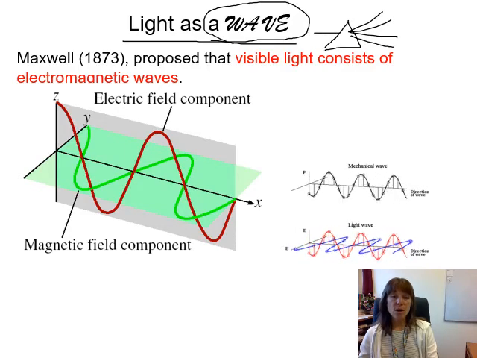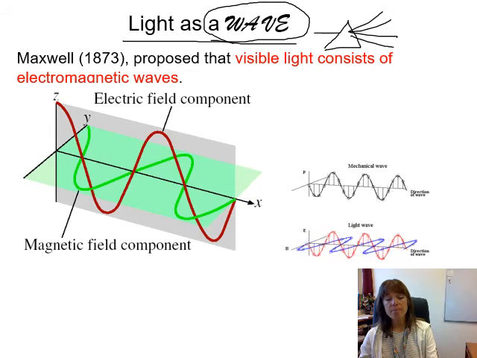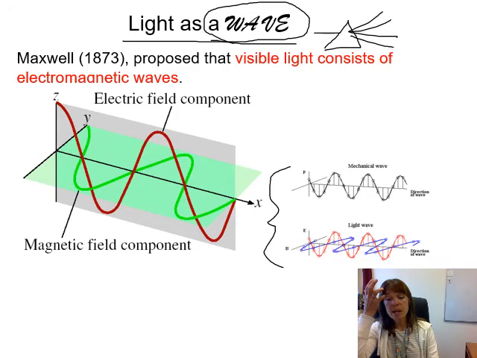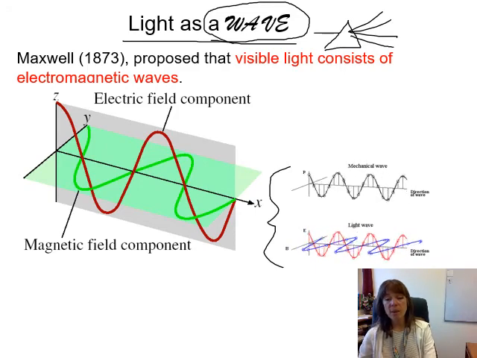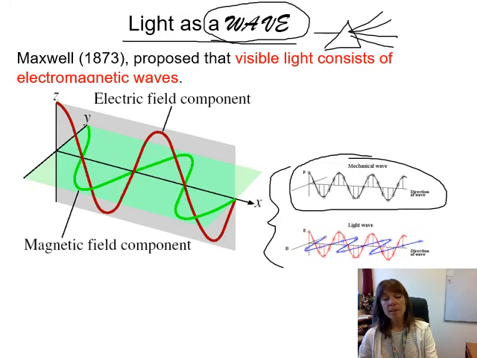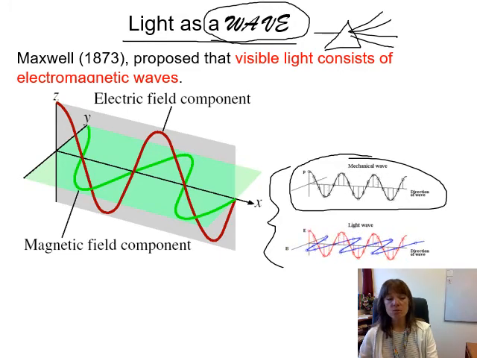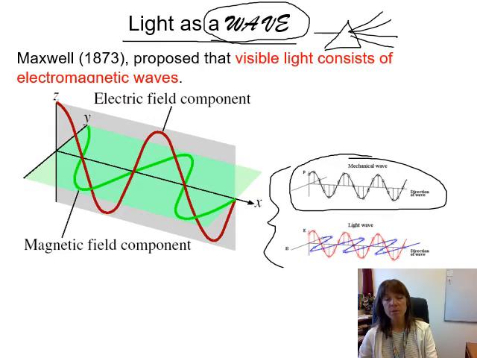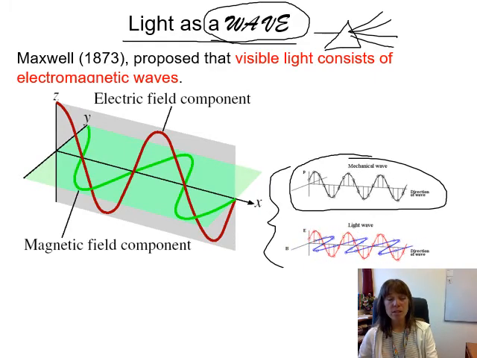As far as light behaving like a wave, Maxwell's equations propose that visible light consists of electromagnetic waves. I have a GIF here that shows the type of movement that an electromagnetic wave does. A mechanical wave would be something like a wave through a string. An electromagnetic wave does not need a medium to transmit. Light comes to us from the sun through empty space. At one point, they were looking for an ether that waves transferred through, and that wasn't found.